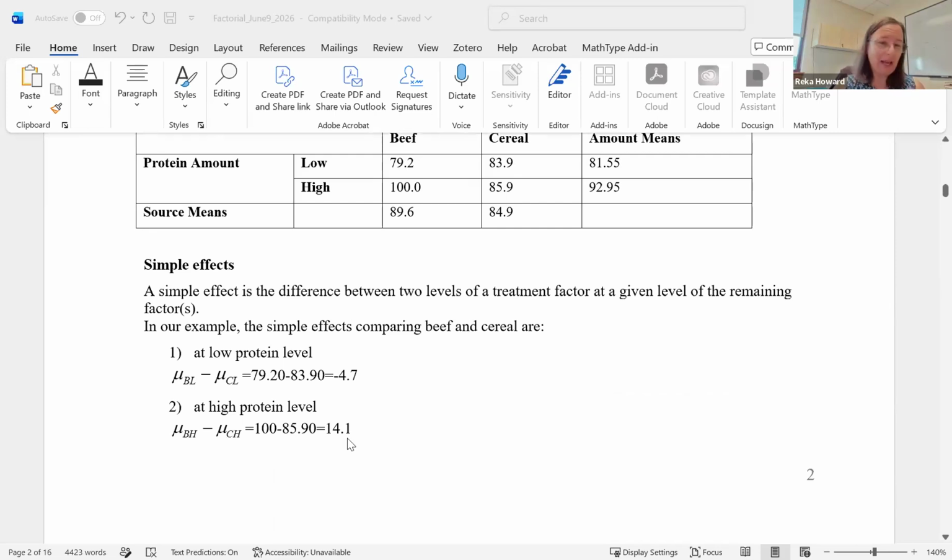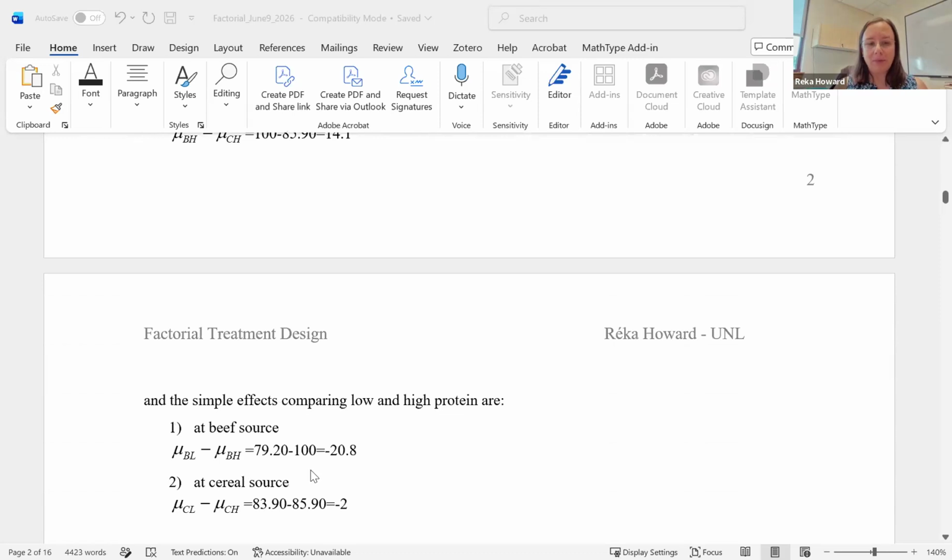Do we have to do this by hand? Absolutely not. Your software, whatever you are using, will give you these numbers. This is just so that you understand not just how you get these numbers, but which one to use. That's the most important, because any software will give you simple effects and main effects, but you have to know which one is the correct one to use. So when we are looking at the simple effects, we are just comparing two factor levels at a specific level of the other factor. We can look at the difference between the low and the high at the beef level too. And those examples are right here.